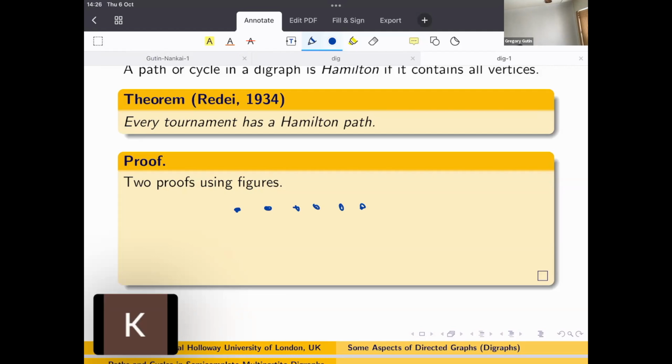So I repeat, in this tournament we ordered the vertices in such a way that the number of arcs going from left to right is maximum possible. Therefore, the number of arcs going from right to left is minimum possible. Now look at what's going on with arcs between two consecutive vertices. Suppose we have all arcs going from left to right, apart from one, which goes from right to left. You see that one? So X and Y: it goes not from X to Y, but from Y to X.